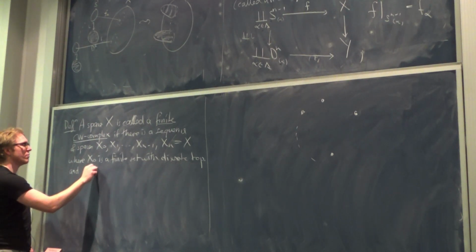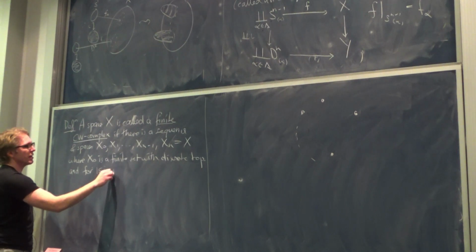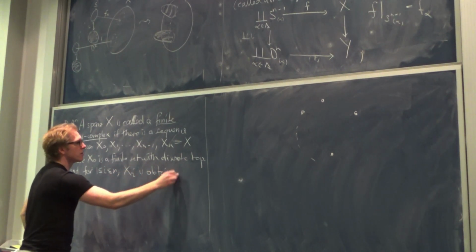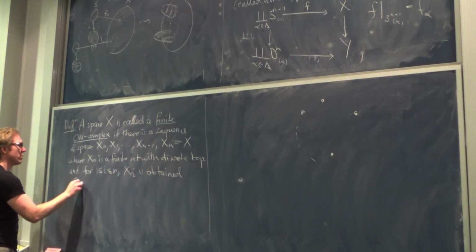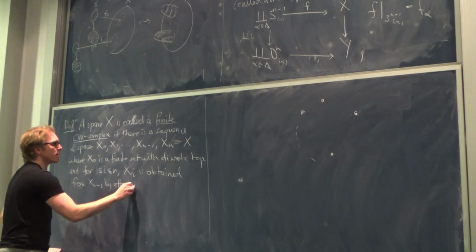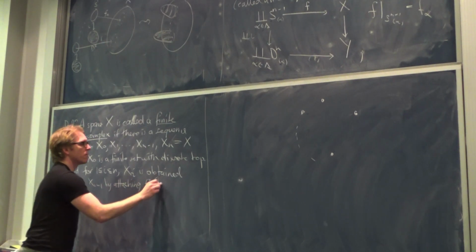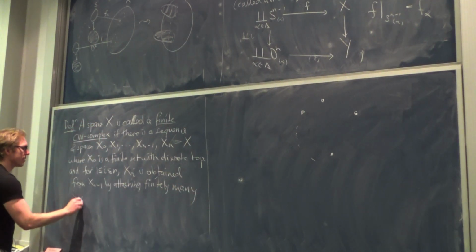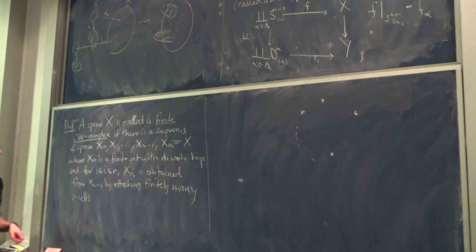Okay? So for i between 1 and n, xi is obtained from x_{i-1} by attaching finitely many i cells in that precise sense. Finitely many meaning the capital lambda there, the index set, is finite.